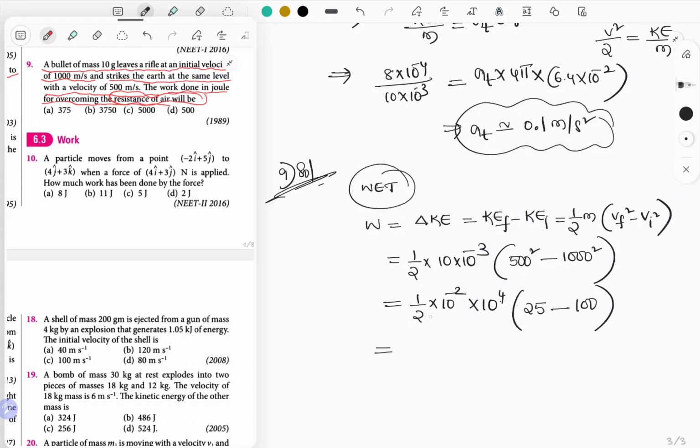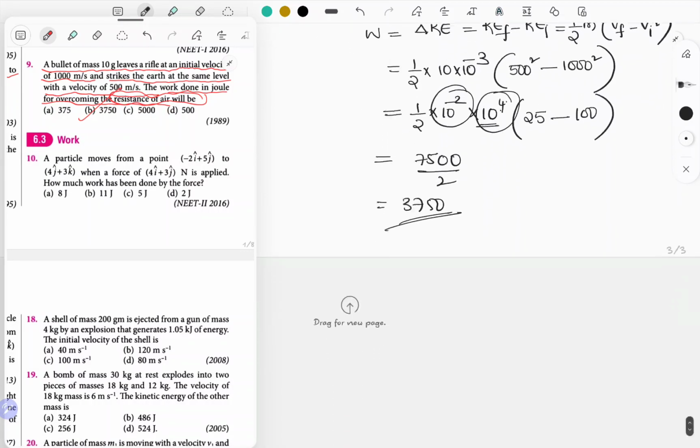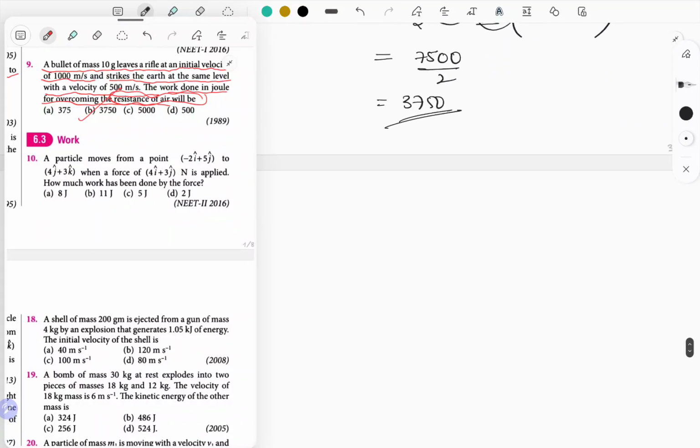So 75 into minus 75. I need only the magnitude of whatever the work done here, so it can be written as 10 power plus 4 into 10 power minus 2, which is 10 power 2. It's going to be 7500 divided by 2, which is equal to 3750. I'm calculating only the magnitude, that's why I didn't consider negative here. Which option matches? B is the correct answer. Okay, let's move on to the next question.